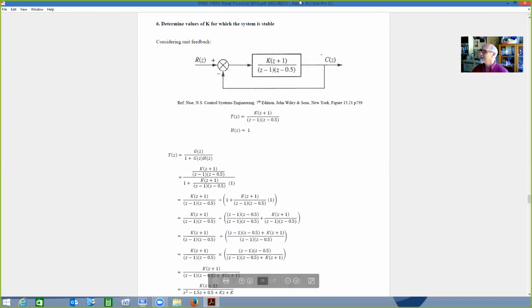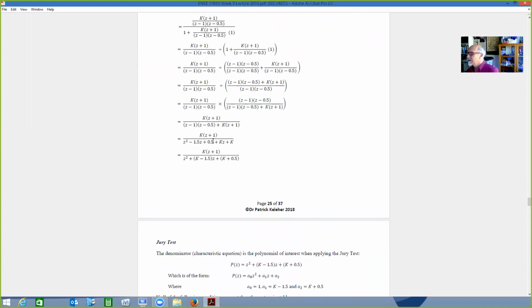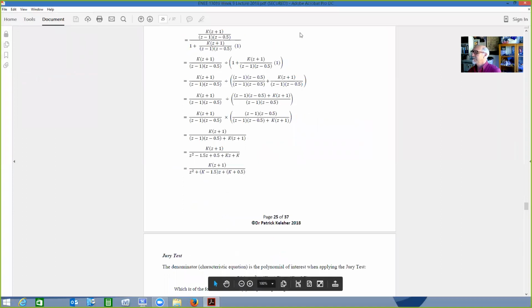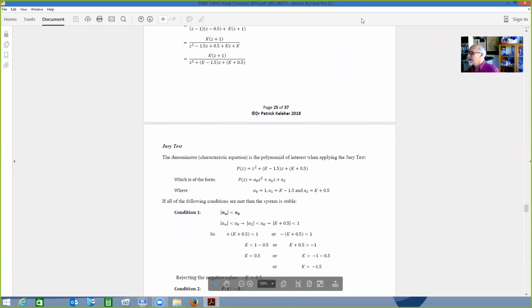If I do that, we've got our unity function again, and we do our unity feedback. Once we're able to do that calculation, there's our characteristic equation. Sometimes it's a bit hit and miss, so it's a good idea to look at the Jury test. We take that characteristic equation and apply the Jury test to it.